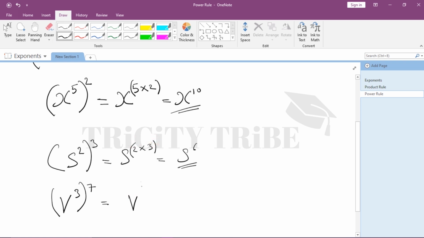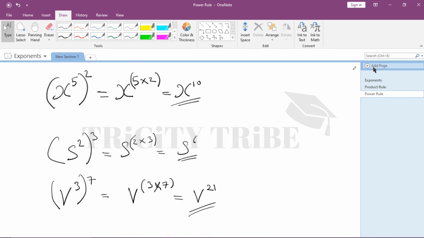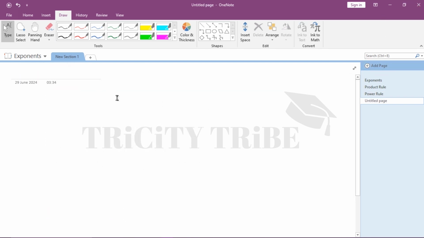3 multiplied by 7, and that gives you what? v is equal to what? 21. That is the power rule, rather. Now let's crown it up. The difference between the product rule and the power rule.